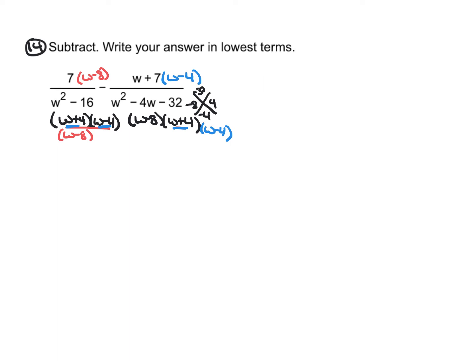Okay, so now 7 times w is 7w. 7 times negative 8 is negative 56.